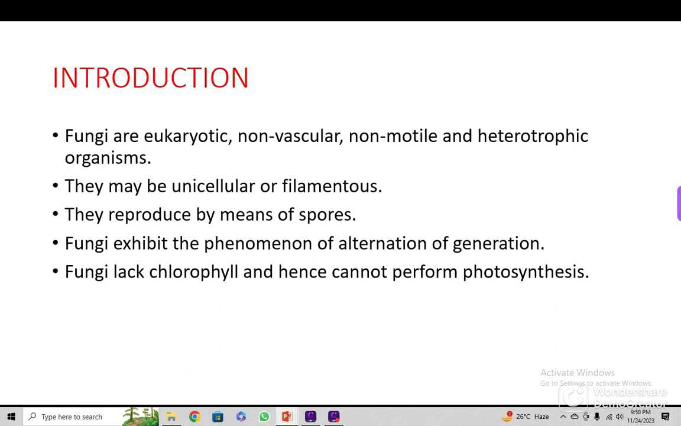They said that some parts are very similar to plants, but the other parts of the organisms, their habitat and their properties, are very similar to living organisms, like the animal kingdom, unicellular. So they lack chlorophyll, therefore they cannot perform photosynthesis. They are dependent on the outside, the external environment. So this is how fungi are classified or defined.